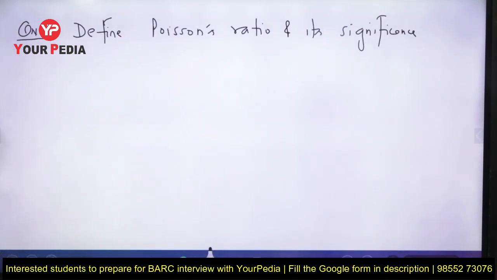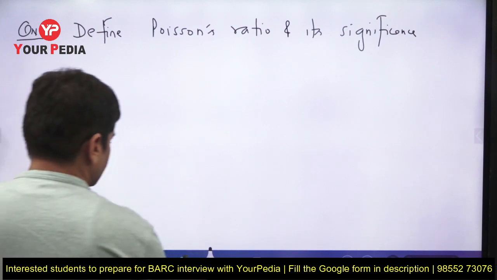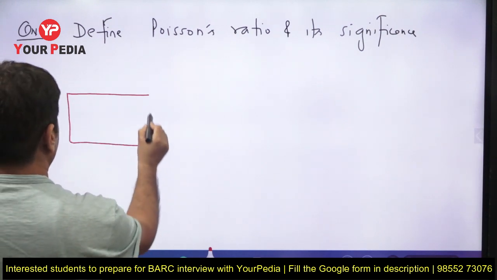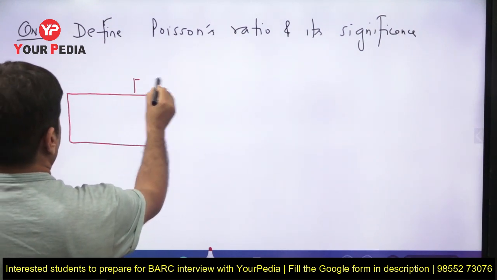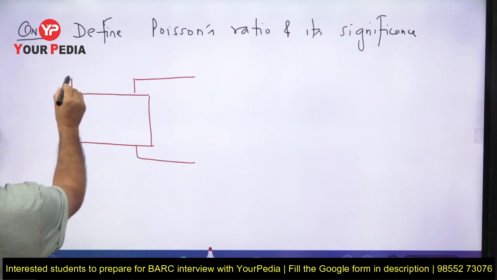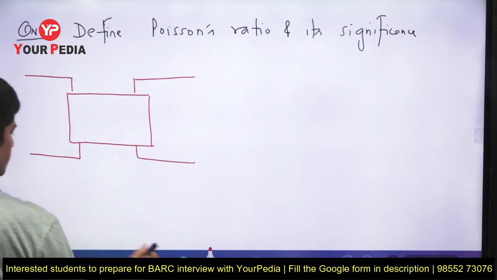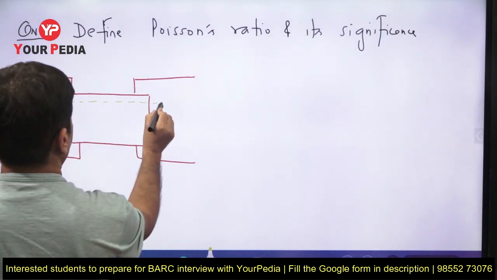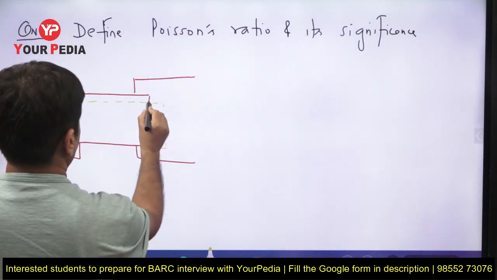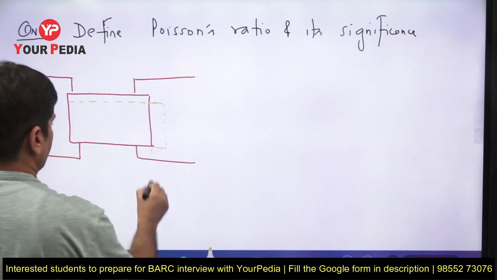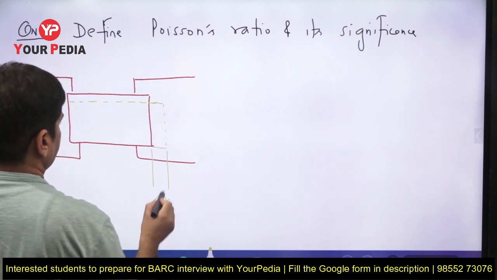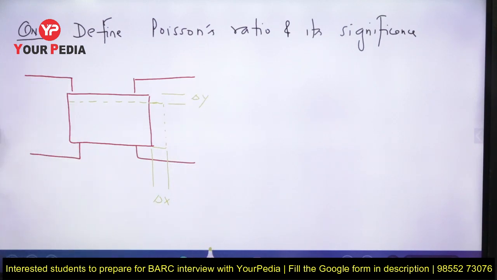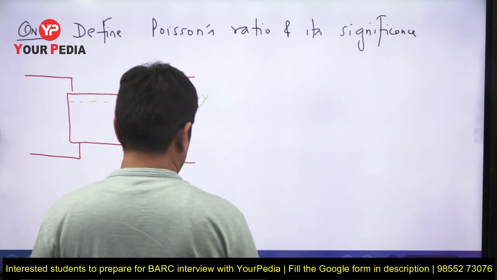Now define Poisson's ratio, and what do you think is the significance of that? Let me first tell you what Poisson's ratio is. If I apply a pulling load on this component, it is going to get elongated in this way. What we are observing is that delta x is the length which increases and delta y is the length which decreases. So what is the strain produced along the x axis?